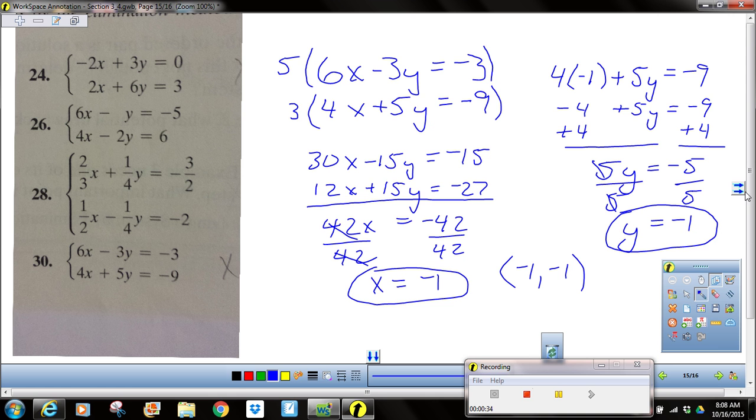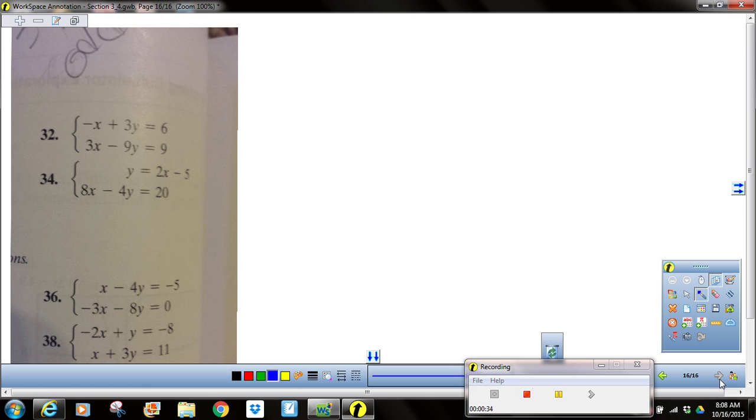Okay, the next two. Here we go. I have on number 32, negative x plus 3y equals 6. 3x minus 9y equals 9. I believe working with either the x's or the y's, either one is not really going to matter on this. So I believe let's go with x's. We've used y's a lot. I think I'll eliminate the x's.